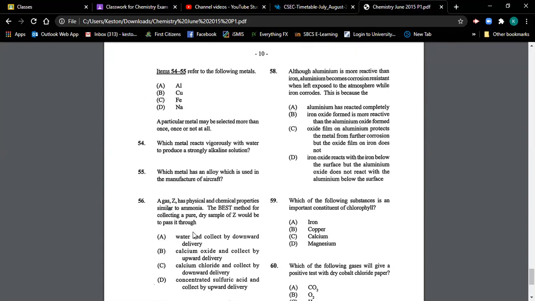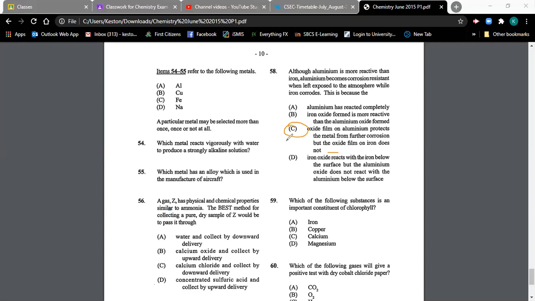58. Although aluminum is more reactive than iron, aluminum becomes corrosion resistant when left exposed to the atmosphere, while iron corrodes. This is because the aluminum does what? Anybody remember this one? Aluminum oxide forms a film on the outside of the aluminum and protects the metal from further corrosion. Iron oxide doesn't. Iron oxide actually continues or encourages the process of rusting.